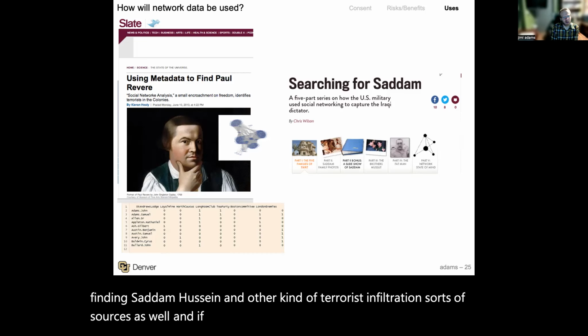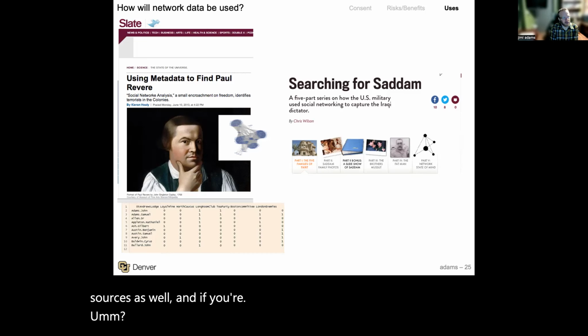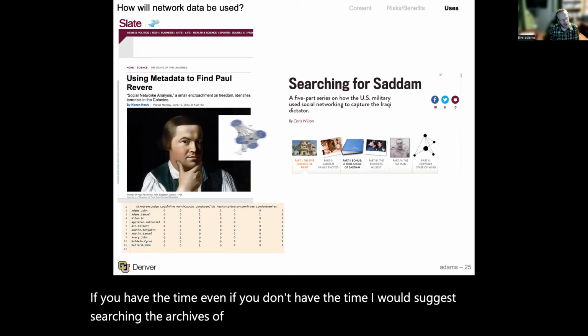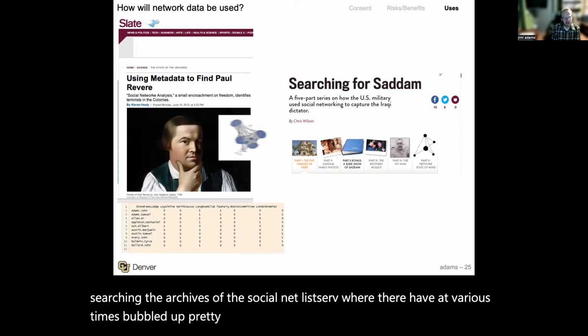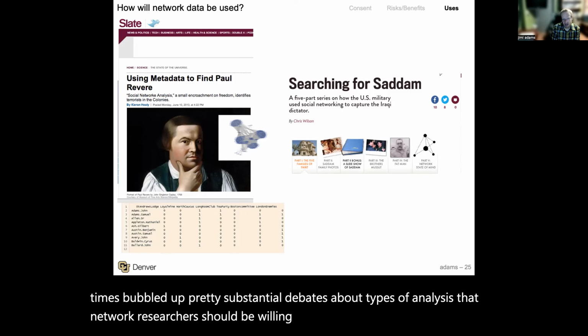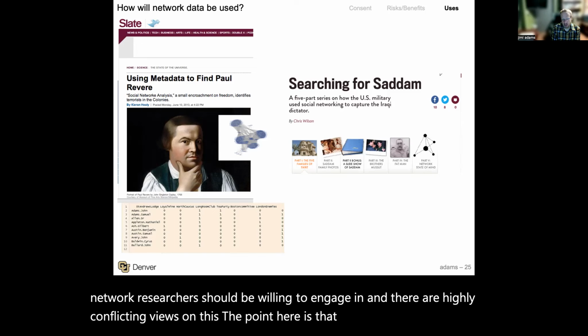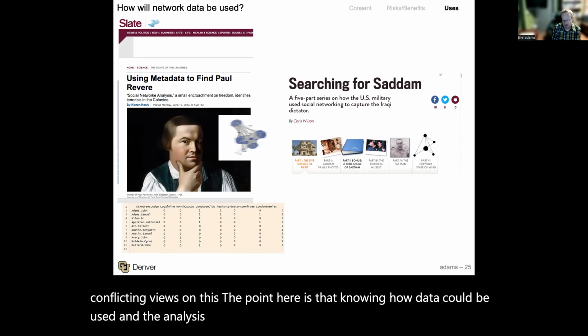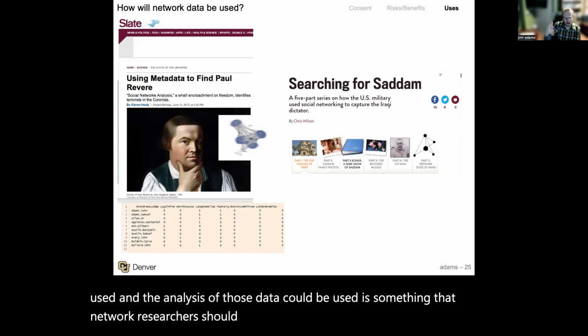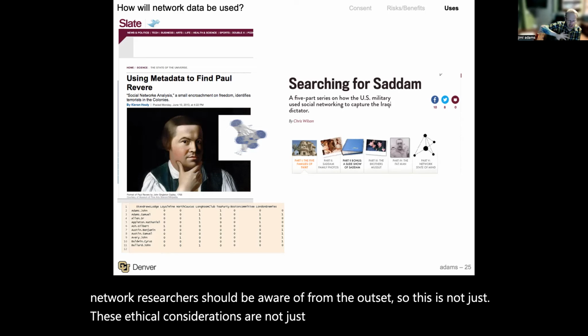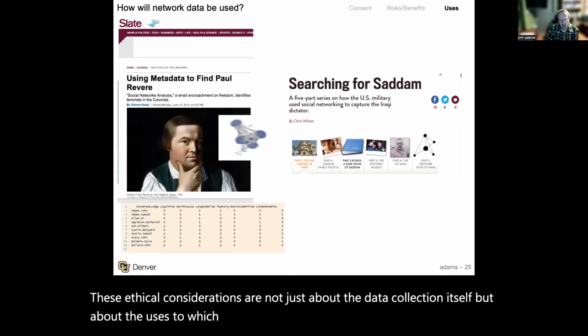And if you have the time, even if you don't have the time, I would suggest searching the archives of the SocialNet listserv, where there have at various times bubbled up pretty substantial debates about types of analyses that network researchers should be willing to engage in. And there are highly conflicting views on this. The point here is that knowing how data and the analyses of those data could be used is something that network researchers should be aware of from the outset. So these ethical considerations are not just about the data collection itself, but about the uses to which the data might be applied as well.